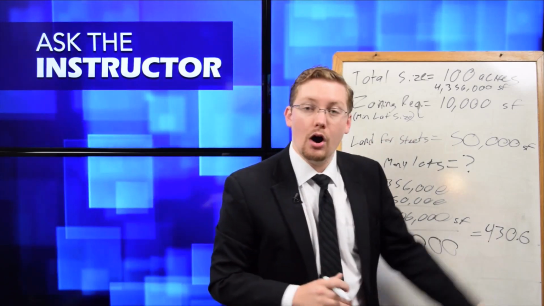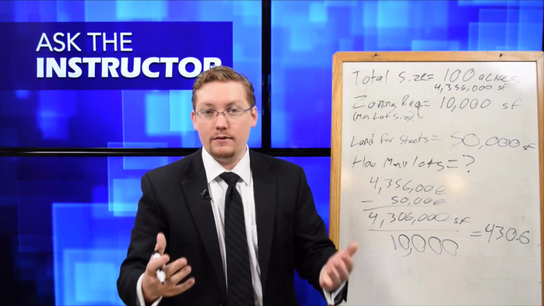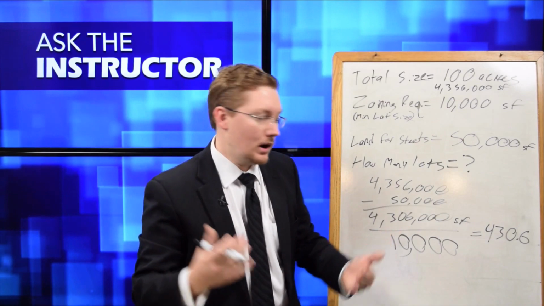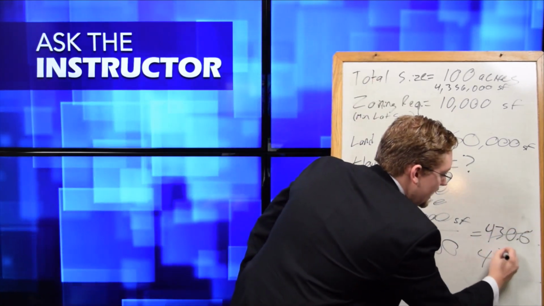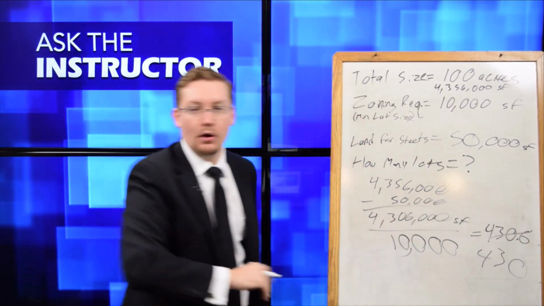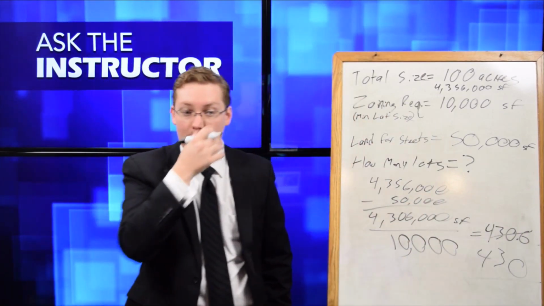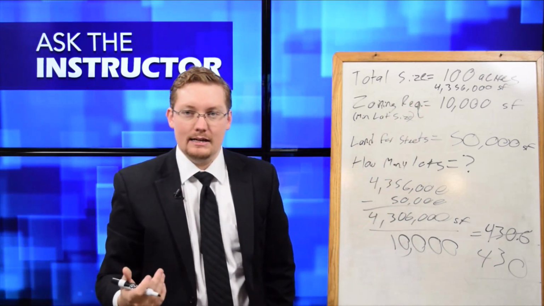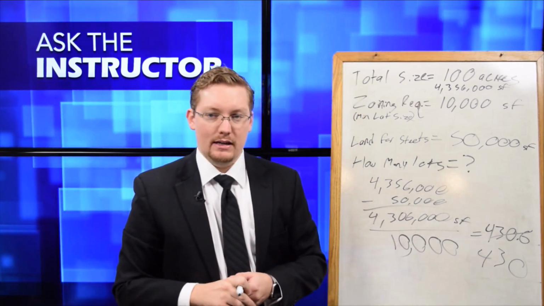So with this, we always have to round down, because we can't have a fraction of a lot. Any fraction of this minimum requirement doesn't meet the minimum requirement, so we don't have 430.6 lots, we have 430 lots. You always drop off the decimals. No rounding whatsoever when you're figuring out how many lots you could fit, because otherwise we'll be violating the zoning requirement for the minimum lot size. So we have 430 lots we could fit in this neighborhood.